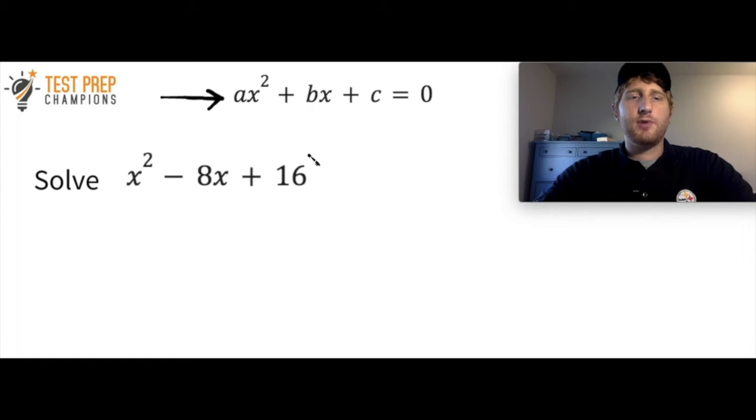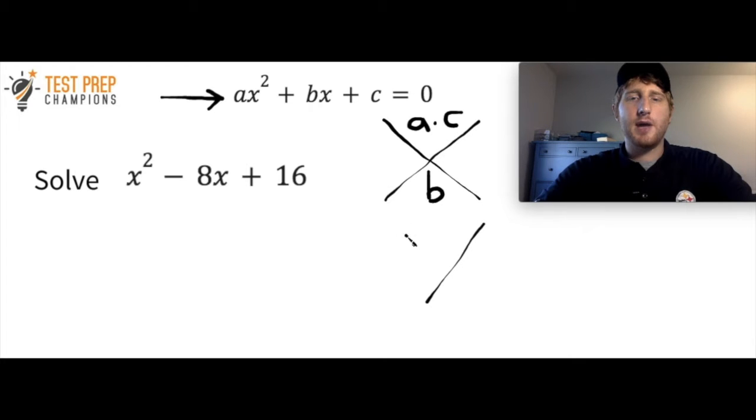Okay, so whenever you see a question like this, x squared minus 8x plus 16, here's a strategy you could use. Basically, you can draw an x like this, and what we want to understand is that up here in our x, we're going to write the result of multiplying a and c. And down here, we're just going to write b. And this is going to make sense in a second. So for this problem, I'm going to draw my x out here.